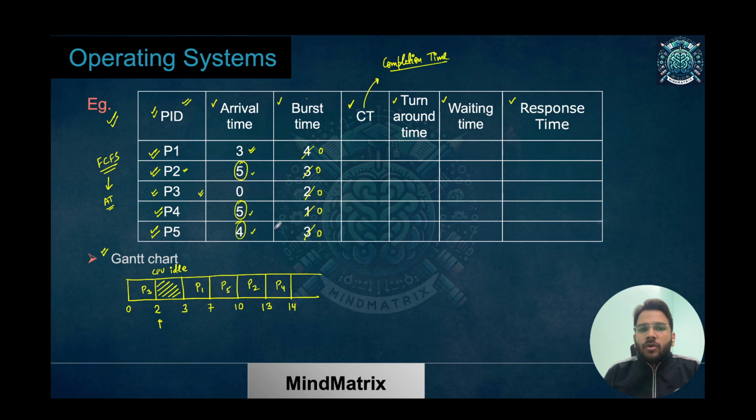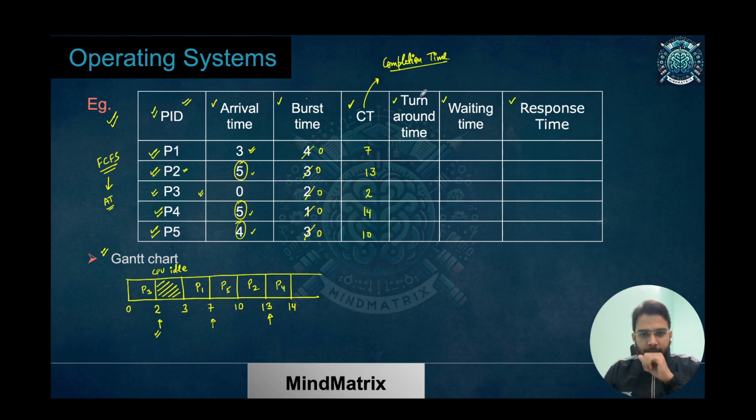Okay, so completion time, let's see here for P1. For P1 the completion time is 7 because at 7 units of time P1 completes its execution. So we can write 7 here. What about P2? P2 completed its execution at 13 units of time, so we write 13 here. For P3, it completed execution at 2 units of time. For P4, it is 14. For P5, it is 10. So this is the completion time.